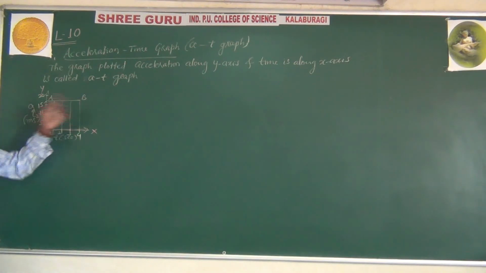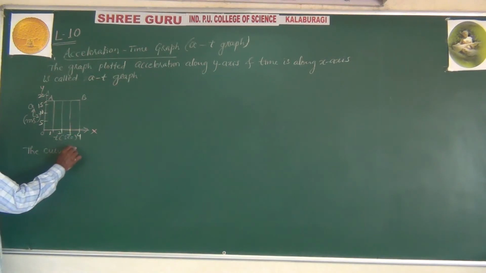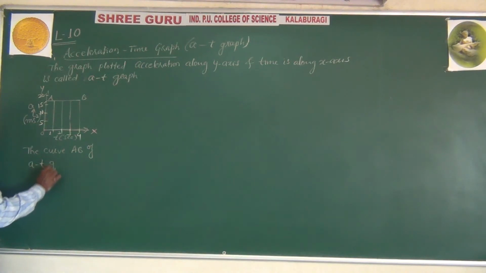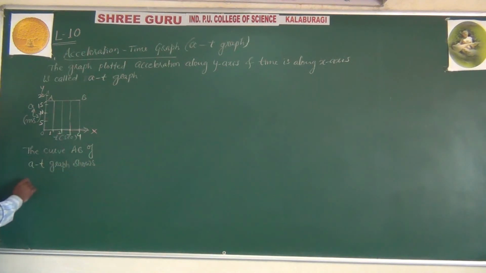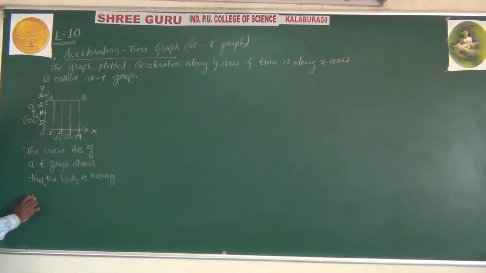That means this curve AB of the AT graph shows that the body is moving with uniform acceleration.